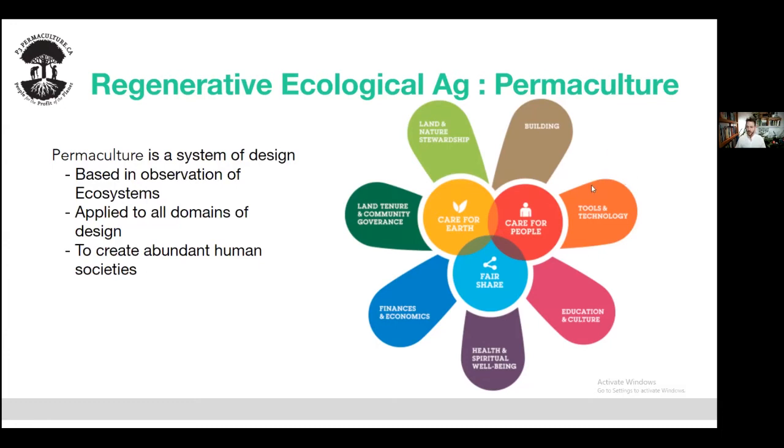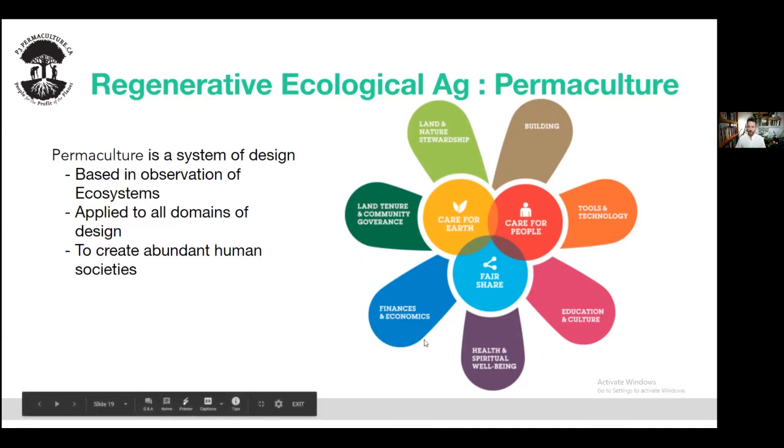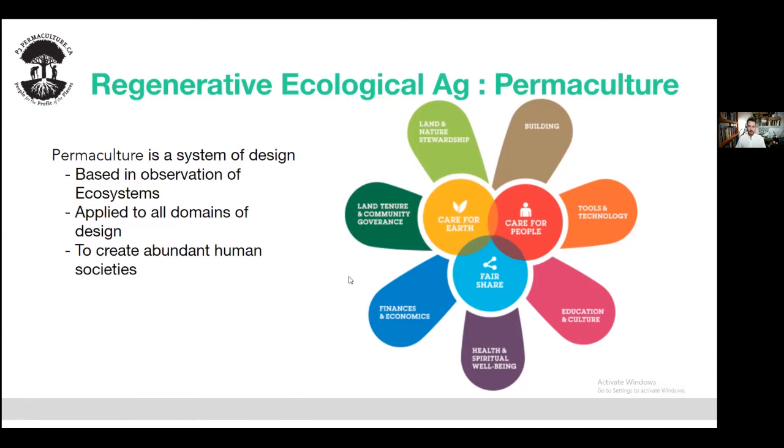Tools and technologies. Well, there are old technologies that are being reinvented today with permaculture principles that are going to provide all kinds of different solutions. Education styles, health and spiritual well-being, financial models, all of these have solutions in permaculture that are rewriting entirely how we see the world today.